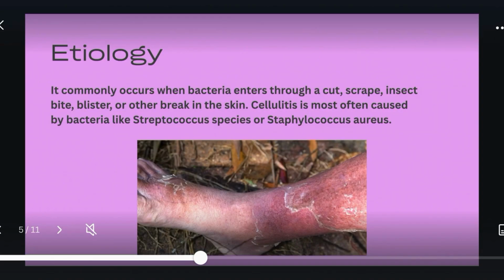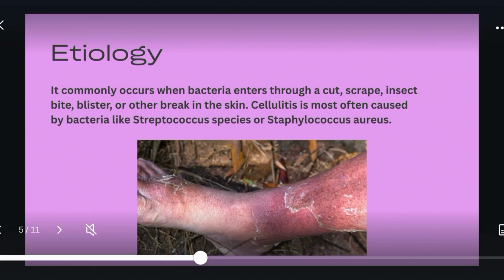Cellulitis. Cellulitis is a bacterial infection that spreads to the deeper layers under the skin. Cellulitis can occur on any part of your body, including your face. A common place to have cellulitis is your lower leg. The bacterial infection can become serious if it's not treated quickly with antibiotics.